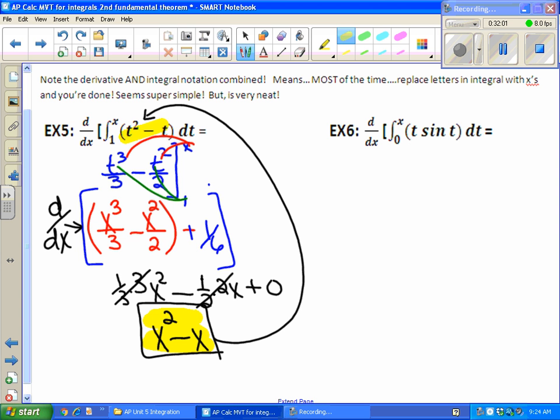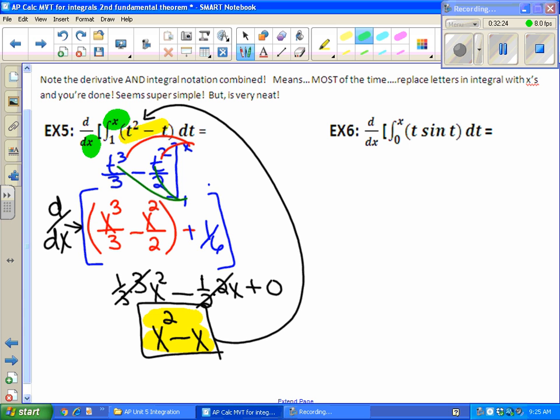So it says note the derivative and integrals combined. Most of the time we replace the letters in the integrals with x's and we're done. Because notice that right here we are taking the integral with respect to what? X. And somehow or another we're always inserting what into the equation? X. So let's just look at example 6.